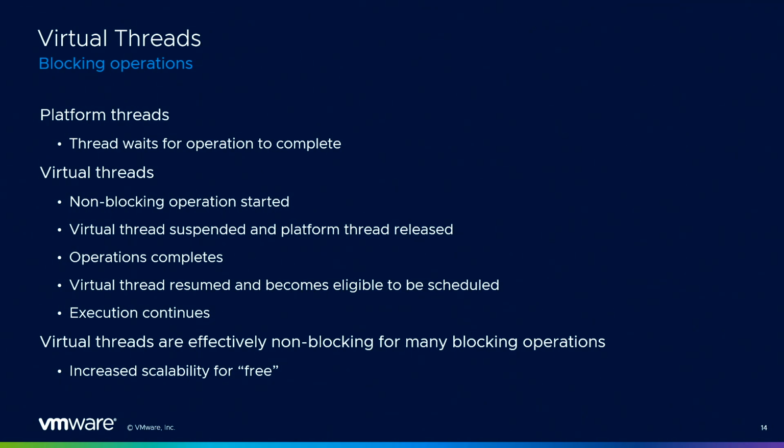When it completes, the virtual thread becomes eligible for scheduling again, and when a platform thread's available, it will continue. So essentially, you can write code to the blocking APIs, which are typically a lot easier to use than the non-blocking APIs. But by using virtual threads with it, you get non-blocking behavior and potentially the scalability benefits that come with that. And that really is where the significant benefits are with virtual threads.